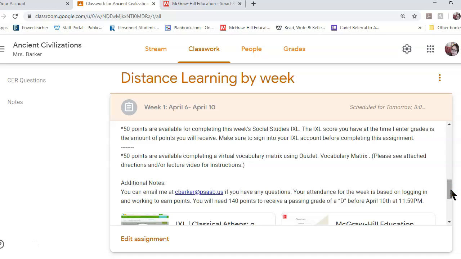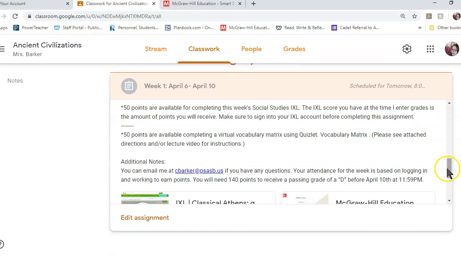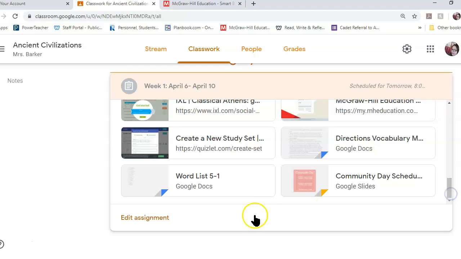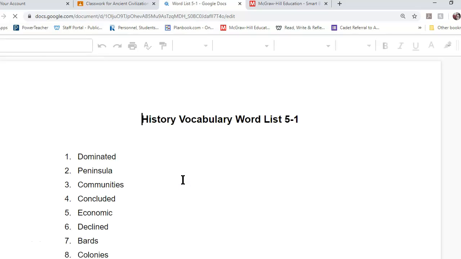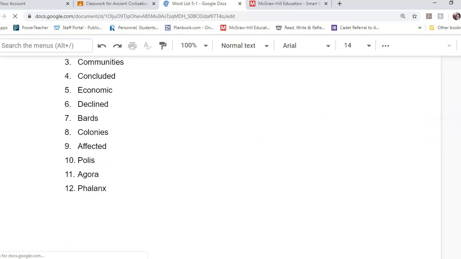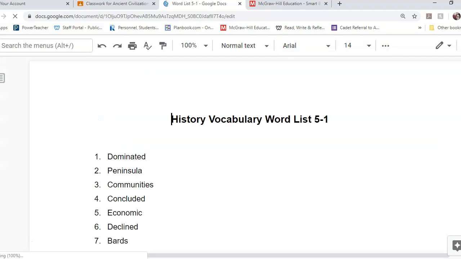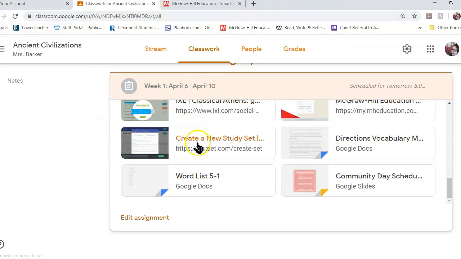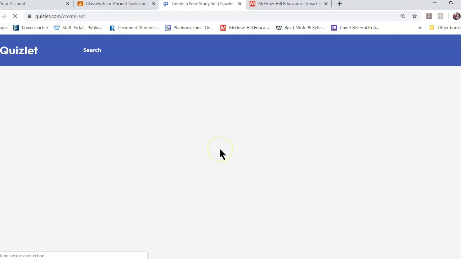So 50 points are available for completing a virtual vocabulary matrix using Quizlet. Vocabulary matrix. Please see attached directions and our lecture video for instructions. So this is something that we're going to have to do, and I'm going to have to show you how to do. On the word list, I'm giving you the vocabulary words. So here are the vocabulary words, and there's only 12 this time. So that's right in there. You're going to go onto Quizlet.